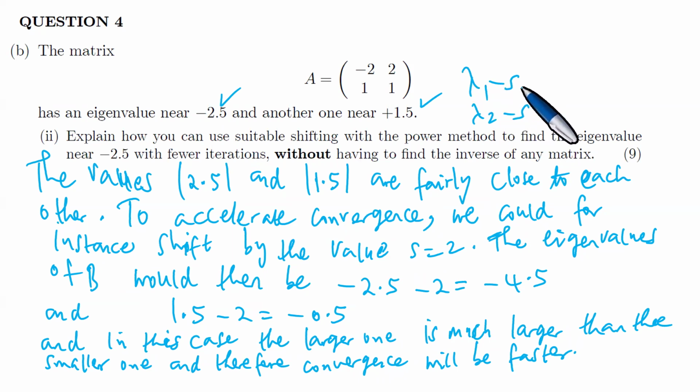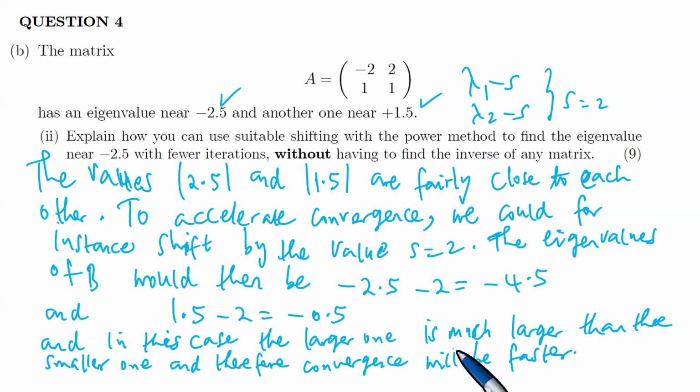Minus 2.5 minus 2, because we're choosing S to be 2, suppose. And then now we have 1.5 minus 2, and therefore we have the minus 0.5 here. Here we have minus 2.5 minus 2, which is minus 4.5. And in this case, the larger one is much larger than the smaller one, and therefore convergence will be faster.